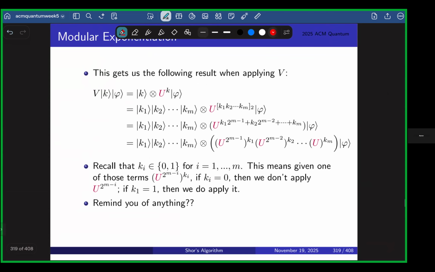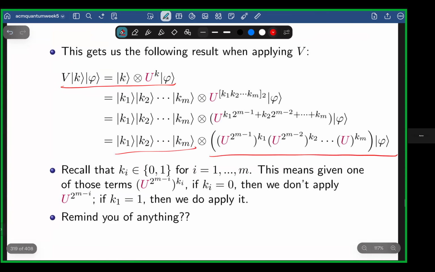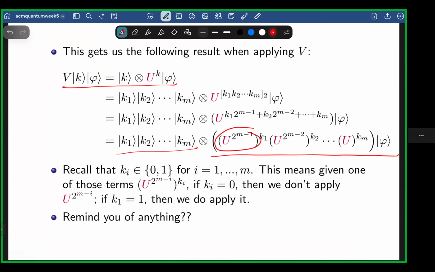Okay, I'm going to have you guys answer this question. So let's just say you plug in this definition, you do some algebra, and k will stay the same, but then you end up getting this weird result where you have many applications of u. The first one is u to the 2 to the m minus 1, with a k1 in the exponent, that's just from manipulation, and then all the way down to u to the km. So remember that those inputs define your number k, so they're either 0 or 1.